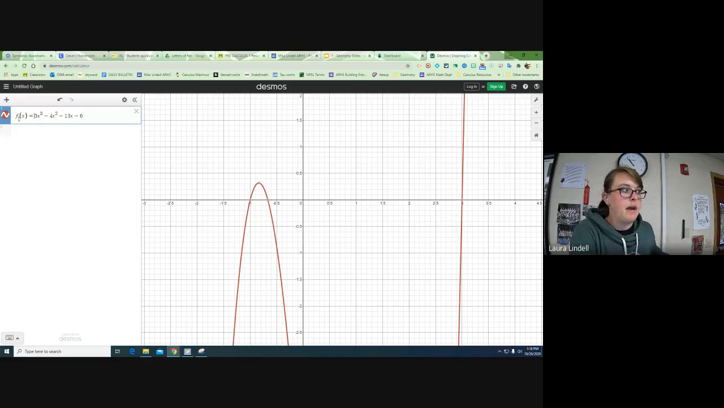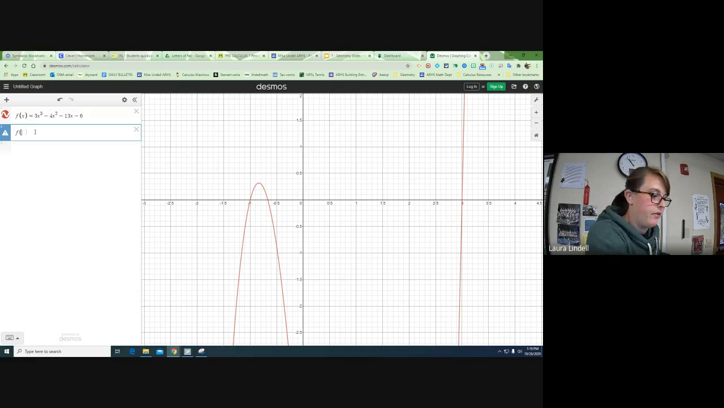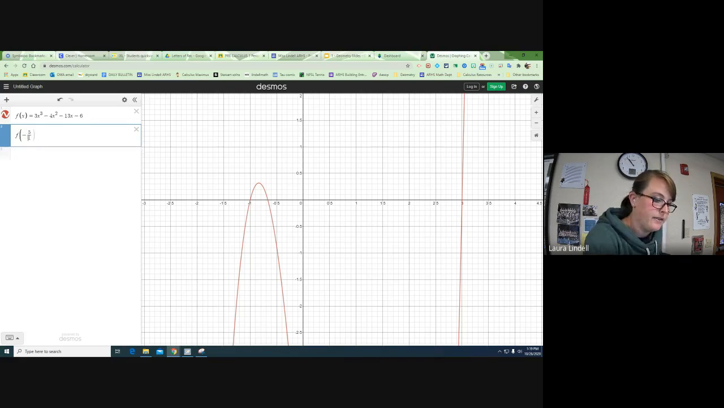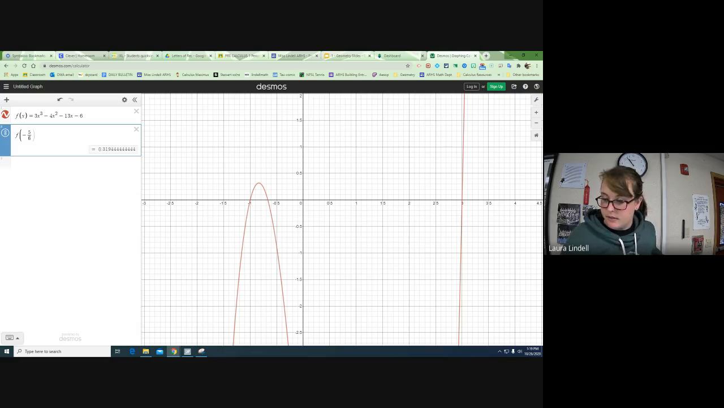The nice thing is if you type f of x equals before this and you want to plug in a value, you can just type things like f of -2. And know that f of -2 is -20. Or f of -5/6, which is positive 0.319. Or f of 0 and get -6. Or f of 4 and get 70.